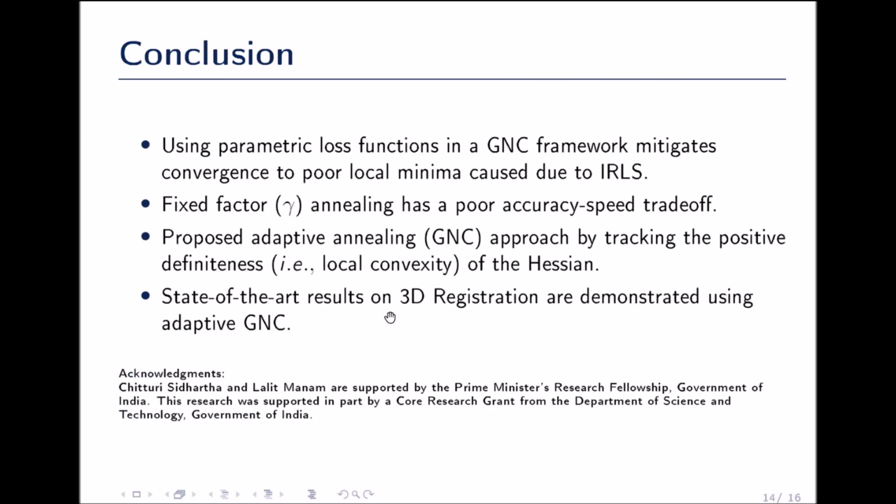In conclusion, we saw how annealing mitigates the problems caused by IRLS and helps in converging to a good local minimum, if not the global minimum. Also, we saw how fixed factor annealing can result in a poor speed accuracy trade-off. We proposed an adaptive annealing approach based on tracking the positive definiteness of the Hessian of the cost function. We also demonstrated our method on the 3D registration problem and showed superior results compared to the state of the art.